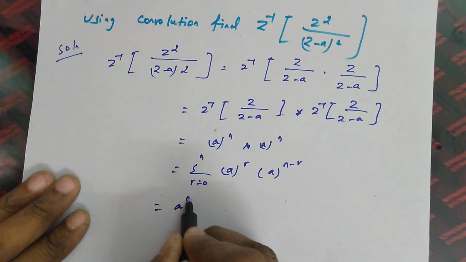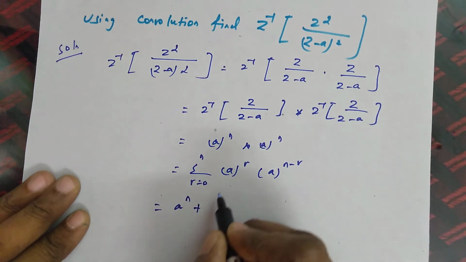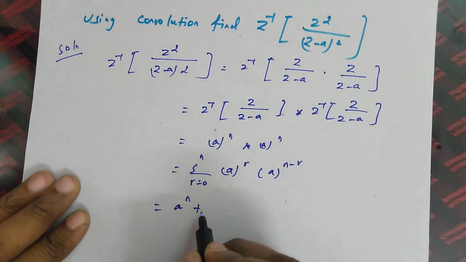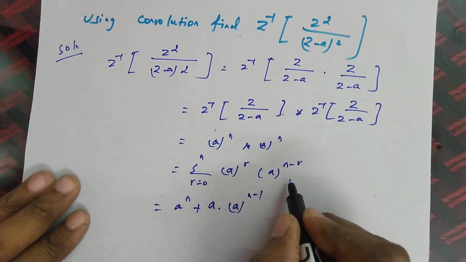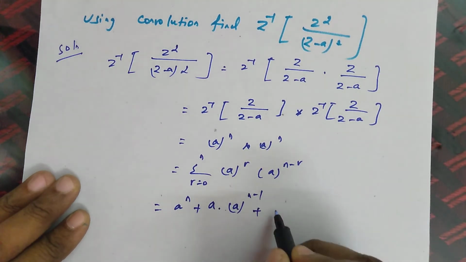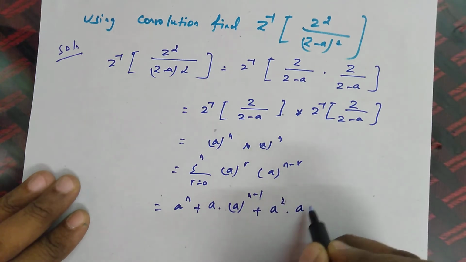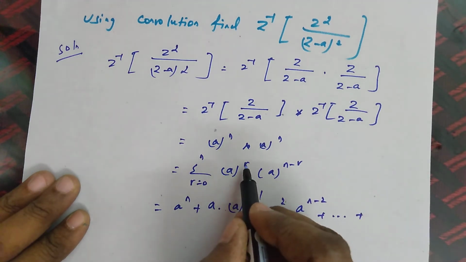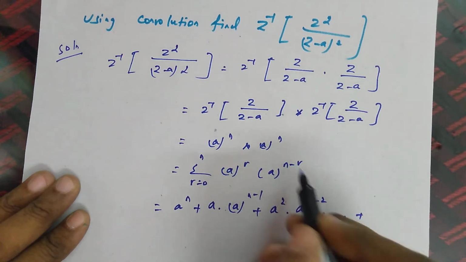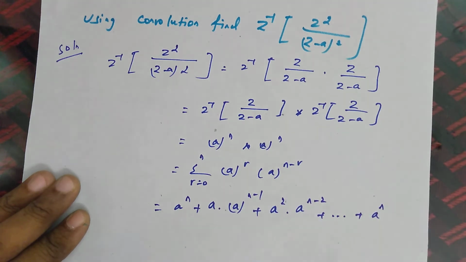So the first term is a power n plus the next one is r equal to 1, so a, and here a power n minus 1. Likewise next term is r equal to 2, a power n minus 2, plus etc. plus the last term is r equal to n. So we can get a power r, anything power 0, so we can get the last term as a power n.